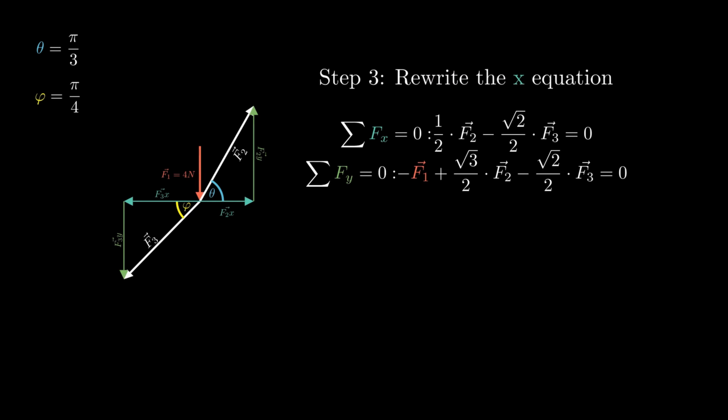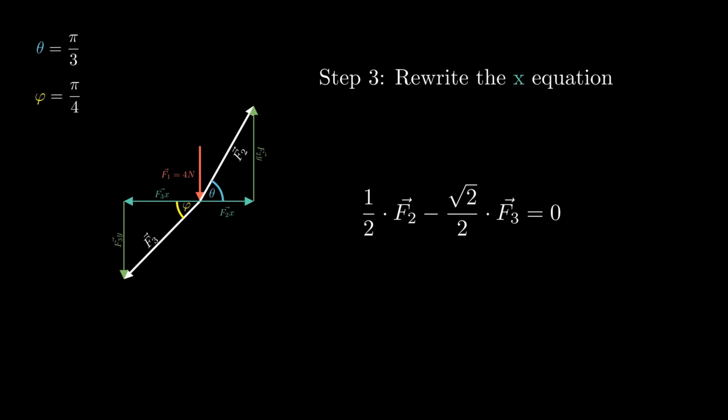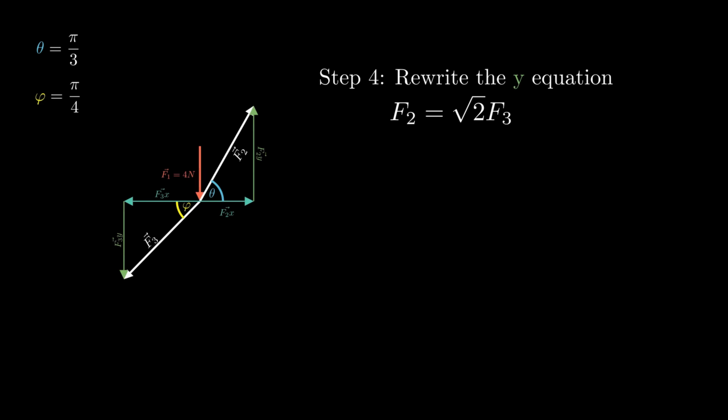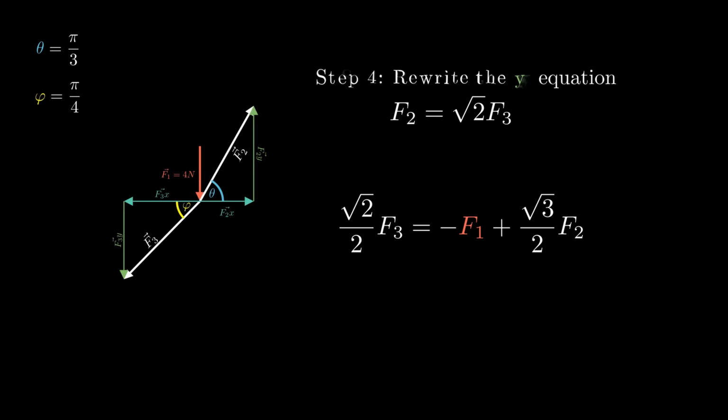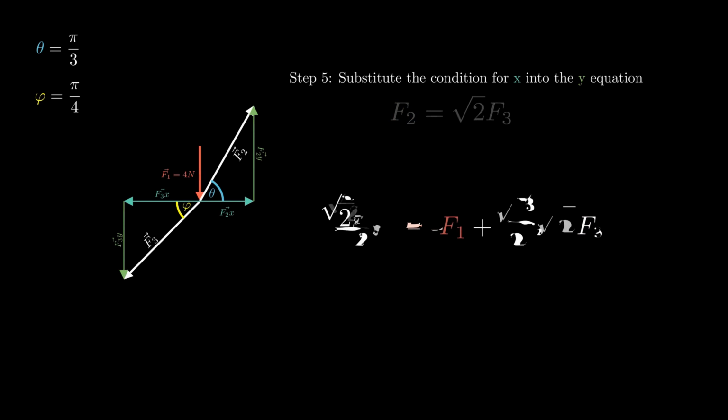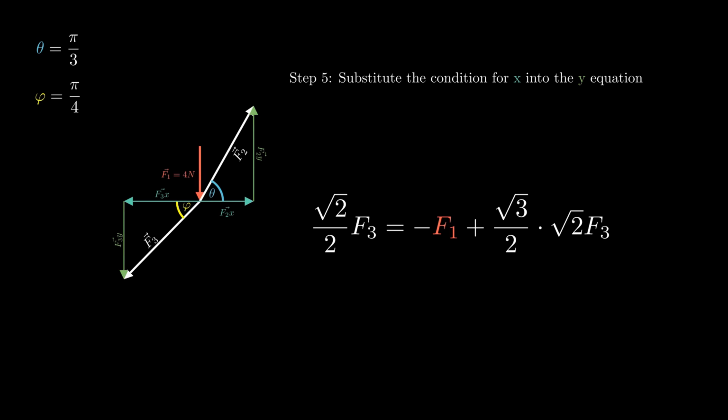Next, we rearrange the x equation so that we can establish a relationship between the two unknown forces. This will be useful later. We do the same for the y equation as well. Notice how both the x and y equations still have two unknowns. However, as you can see, we can now substitute the expression for F2 from the x equation into the y equation. Now the only unknown in the y equation is F3.